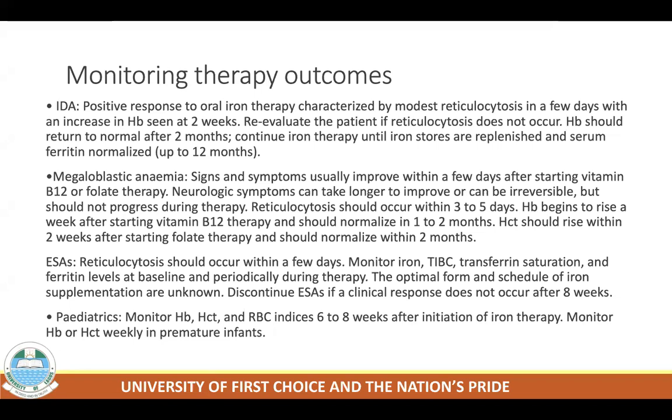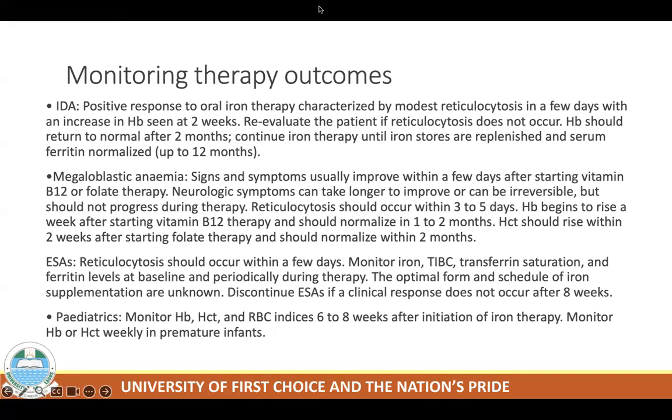So you monitor the iron level, you monitor transferrin saturation and ferritin levels at baseline and periodically during therapy. Iron supplementation, like we said, is arbitrary, but you should not wait until iron deficiency anemia sets in before you begin supplementing for the patient. If you are using ESAs and within 8 weeks there is no improvement, then you should stop using ESAs. It means they are not effective for that group of patients.